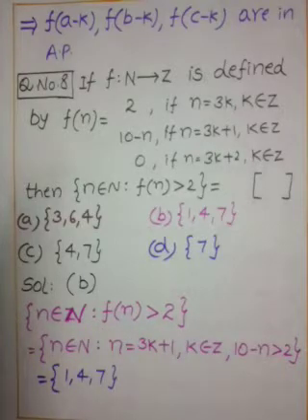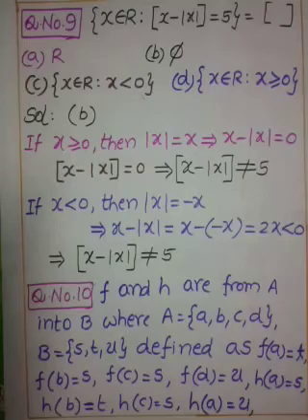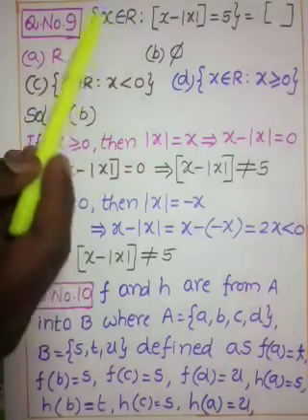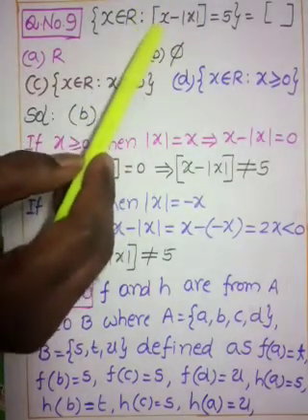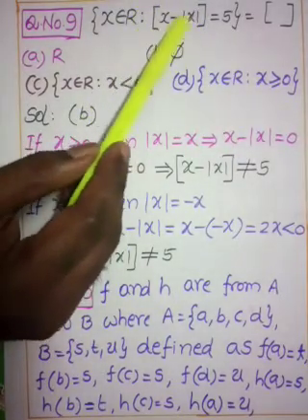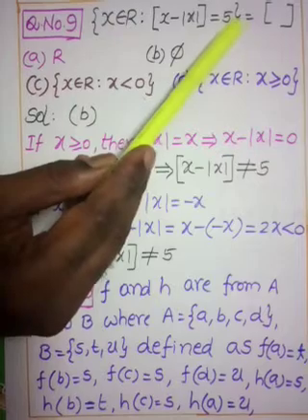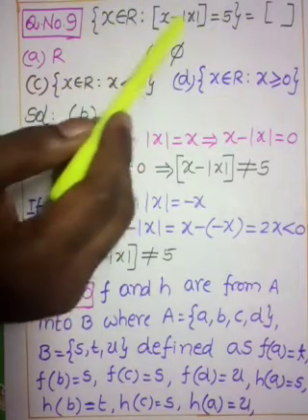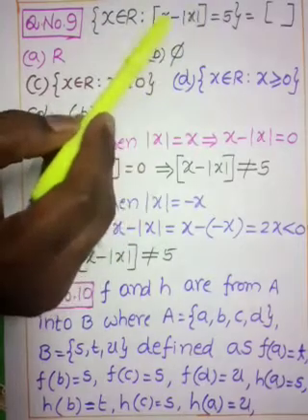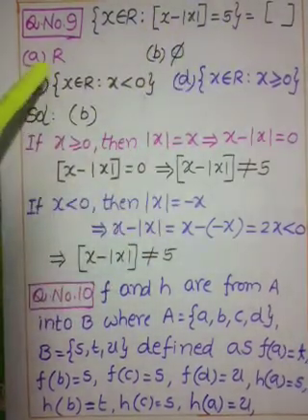Understood, my children? Right. Now come to question number 9. Set of all x belongs to R such that greatest integer function of x minus modulus x is equal to 5. We have to find the set of all real numbers which satisfies this equation. Okay, my children? Now let us see the options.